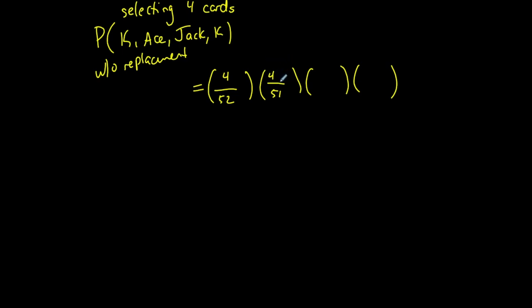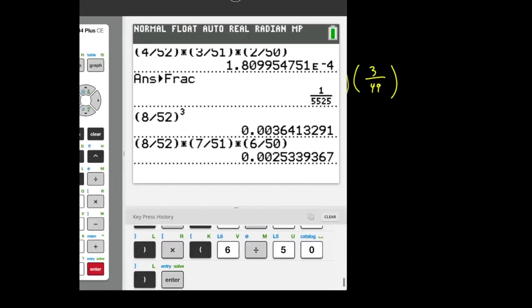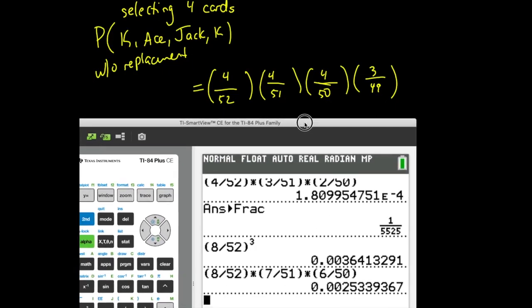This time it didn't decrease because I'm selecting a different card the second time. For the third time, I still have 4 jacks. That's still not changing, but I only have 50 cards left in the deck because I took the king and the ace out. Now I took a king, an ace, and a jack out, so I only have 49 cards. But I only have 3 kings left because one of them was taken out already. So just be careful when you do those calculations. Be careful. And order matters. Order matters.